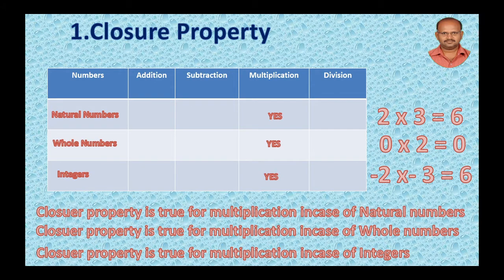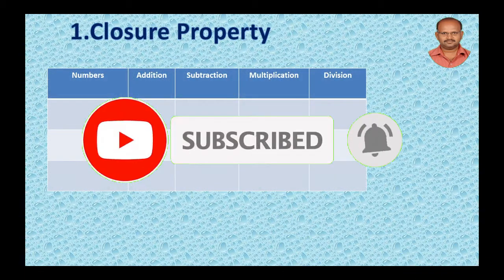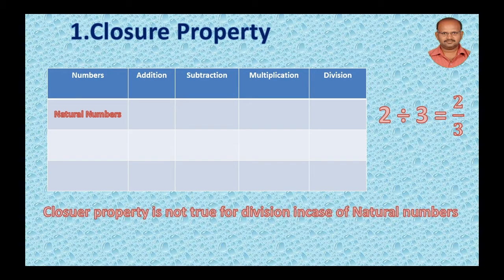Then go to division. Natural numbers. Dividing two numbers, 2 divided by 3 is equal to 2 by 3. 2 by 3 is a rational number but not a natural number. Closure property is not true for division in case of natural numbers.